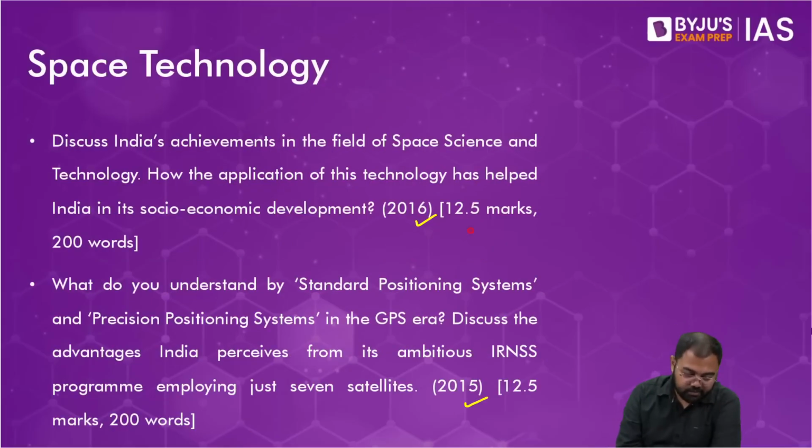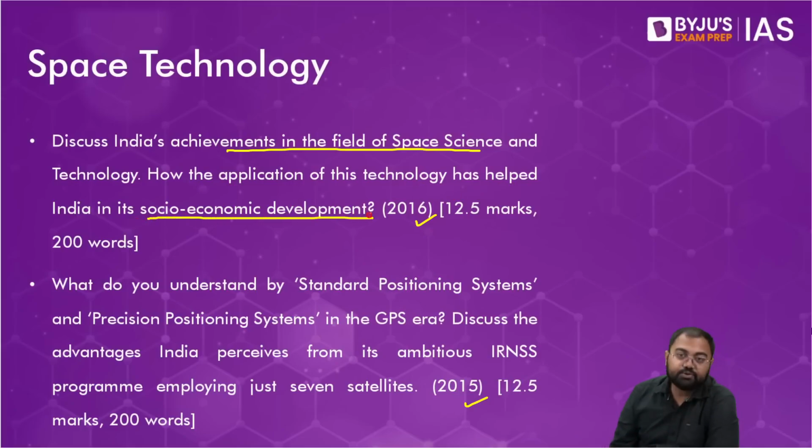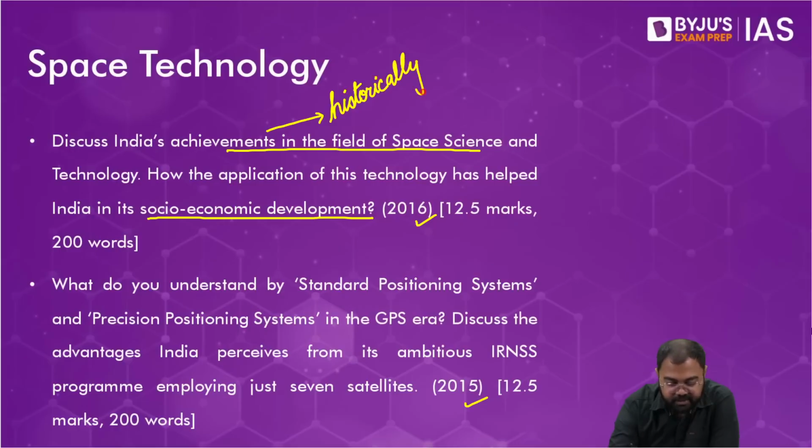Then after that, the next question, if you see, is a pretty simple, straightforward question. Discuss India's achievements in the field of science and technology, and how the application of this technology has helped India in its socio-economic development. So when it comes to achievements, you can simply start mentioning all these achievements historically, right? Basically, the timeline of what happened when.